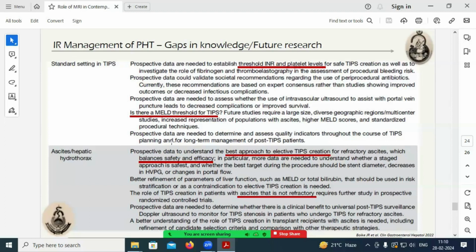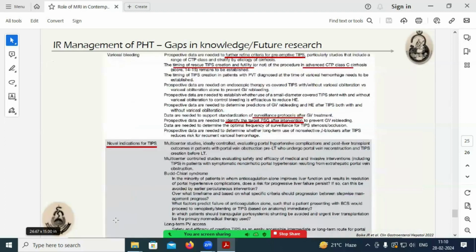But then we do not have any prospective data to guide our decision-making process. And this has to be researched. In the case of variceal bleeding, what are the criteria for a preemptive TIPS? And what is the timing for a rescue TIPS if it's an advanced Child C patient? Similarly, what should be the surveillance protocol, and how do we identify the target portosystemic gradient for intervention?